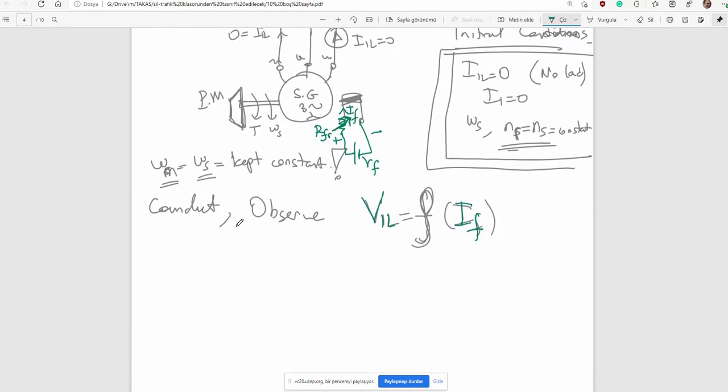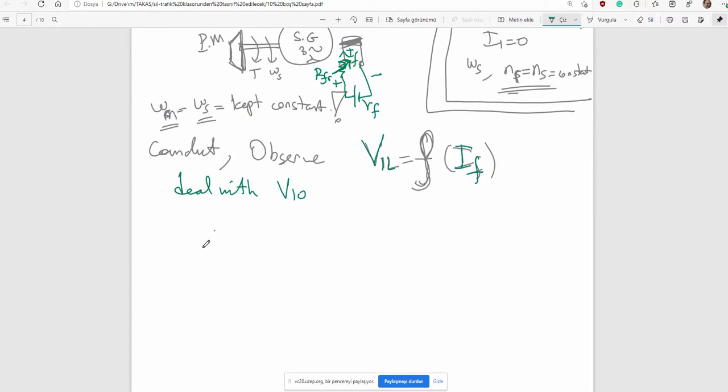Now, the open circuit test deals with only V1, under the no load test. Take care. Here is the equivalent circuit. Here is the synchronous reactance. Here is the resistance. And here is one phase. Here are the one phase terminals. Between those two terminals, you can measure V1.